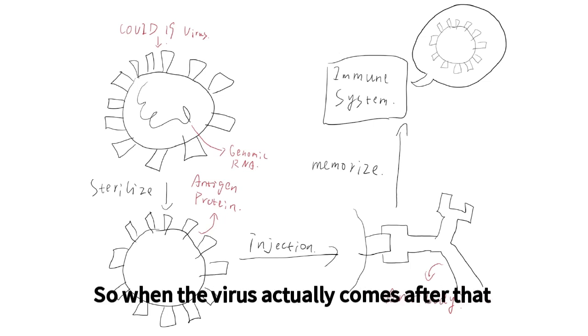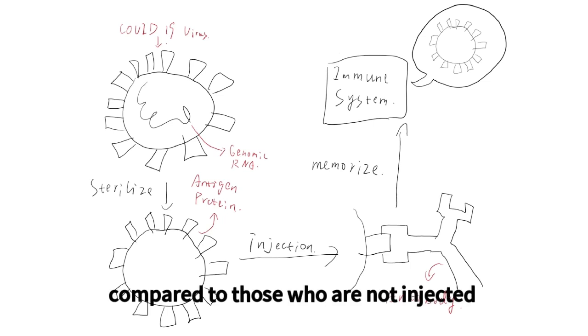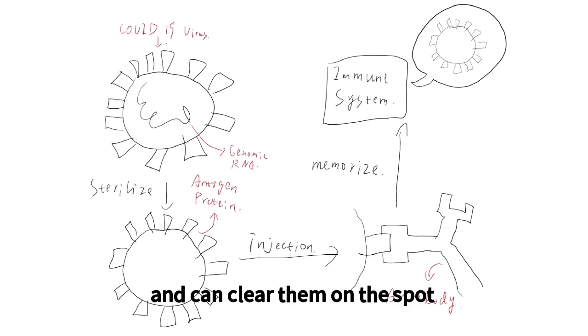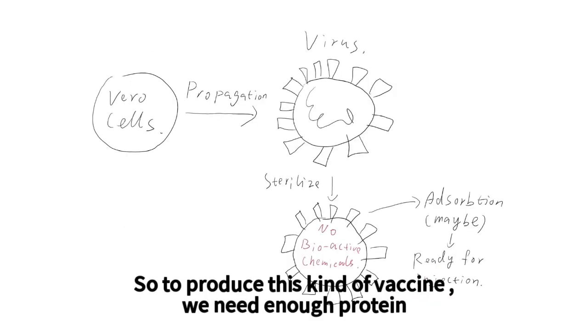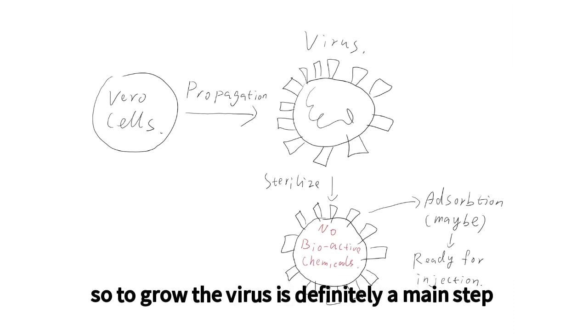So when the virus actually comes after that, compared to those who are not injected, our immune system can have a stronger response to that virus and can clear them on the spot. So to produce this kind of vaccine, we need enough protein. Enough protein means enough virus. So to grow the virus is definitely a main step.